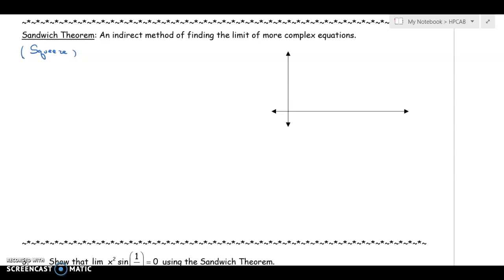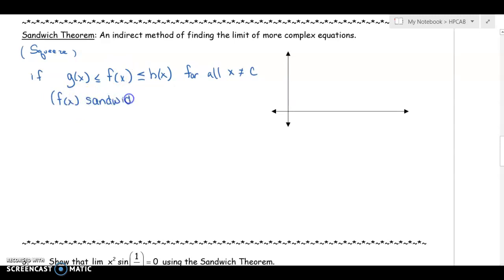So here's what it says, and then I'll draw a picture so you get a visual of what's going on. If g of x is less than or equal to f of x, which is also less than or equal to h of x, for all x not equal to some value c, okay? So in other words, f of x is sandwiched in between g of x and h of x.